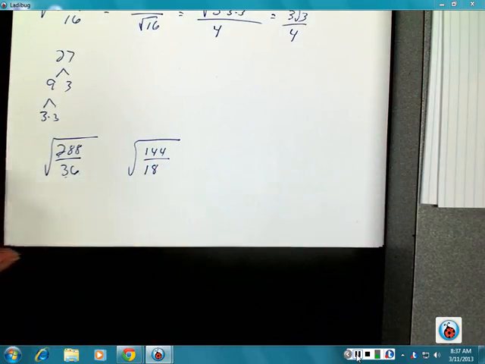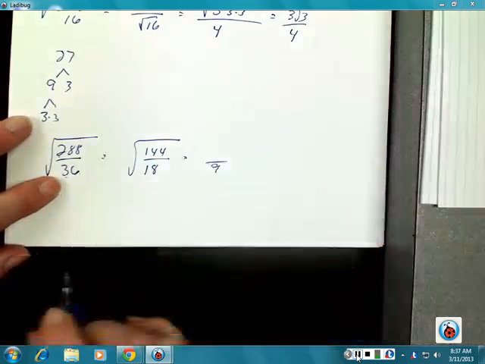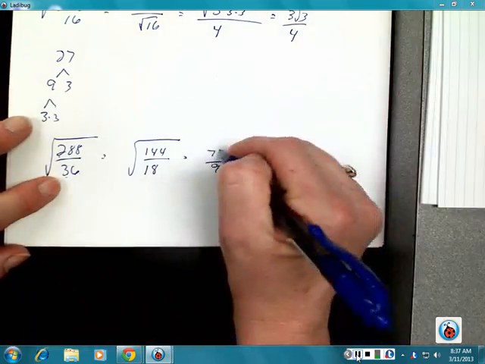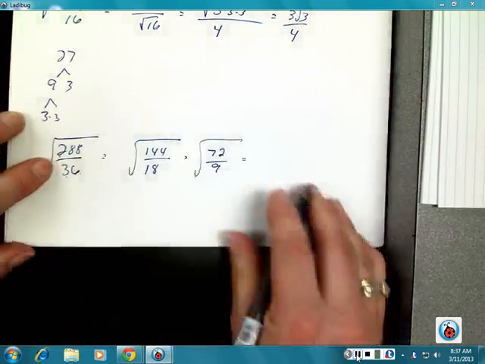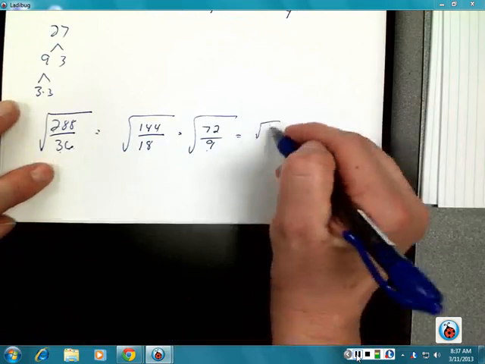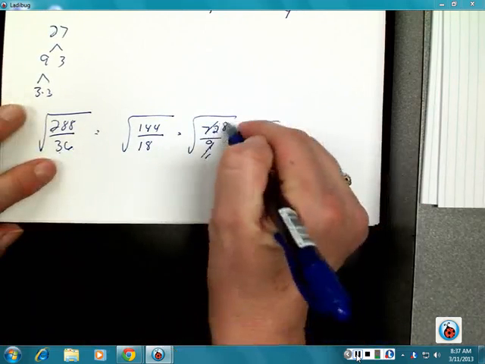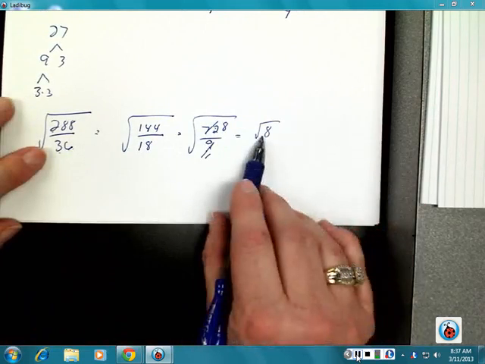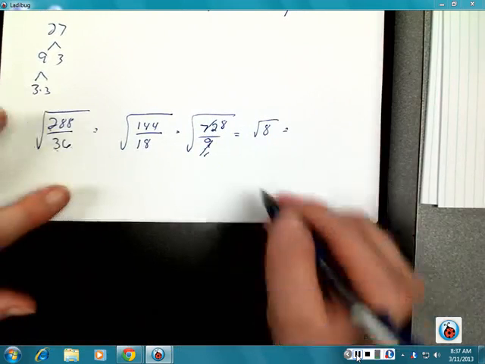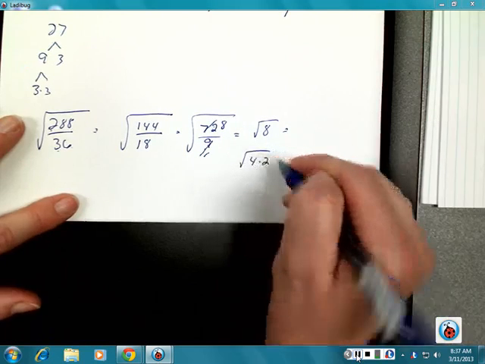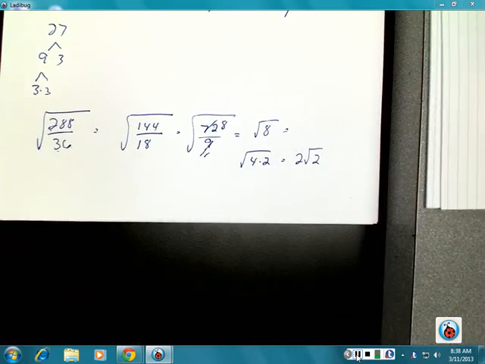Do 144 and 18 reduce? Yeah. 2 goes into 18, 9. 2 goes into 144, 72 times. And then what do I notice? 72 and 9 reduce, because I get the square root of 8, because these two reduce completely. A 9 goes into itself once, goes into 72, 8. So now all I've got to do is get the square root of 8. And what's the square root of 8? In perfect squares, it's going to be 4 times 2, or 2 square root of 2. So most of them will reduce.